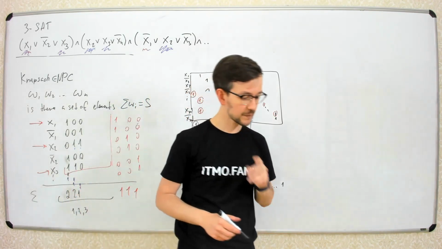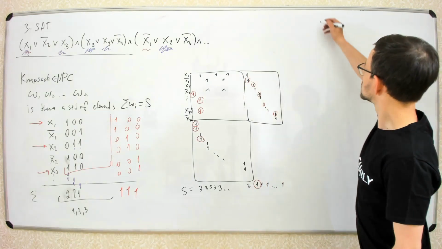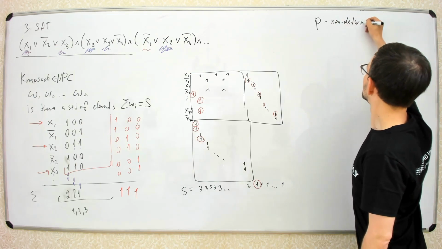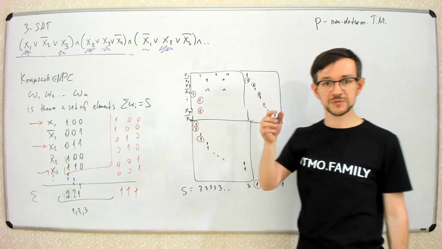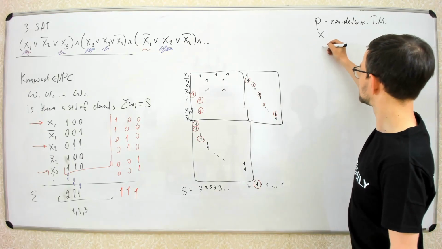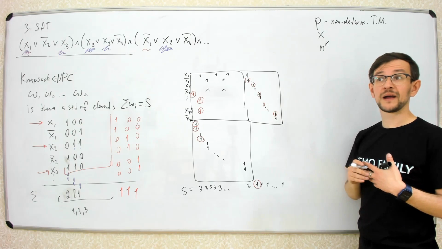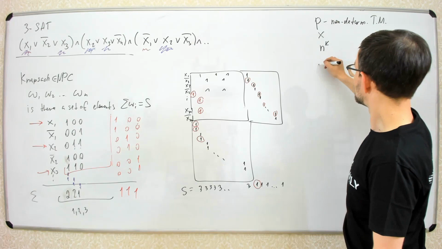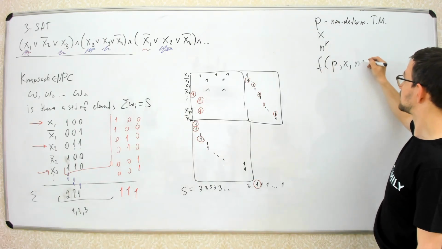This problem looks like this. You have some non-deterministic Turing machine. You're given this problem some input x and some time limit, some n power k. And what is the problem? So you are given this Turing machine, this input, and this time limit.